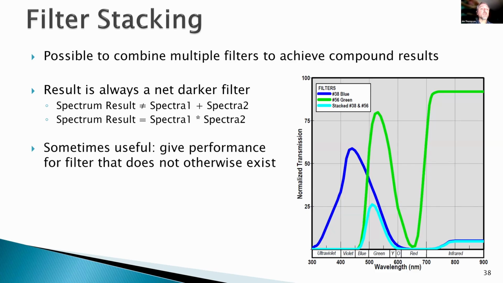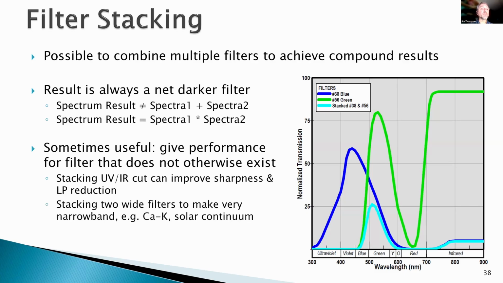Sometimes filter stacking can actually be useful, as it allows us to achieve desired performance when a suitable filter does not otherwise already exist. For example, adding a UV IR cut filter to one's setup is relatively commonplace. Doing this can block unfocused UV IR to improve image sharpness. Another common use of filter stacking is for narrowband solar observing and imaging. By stacking 2 less expensive bandpass filters, one can effectively get an extremely narrowband filter.